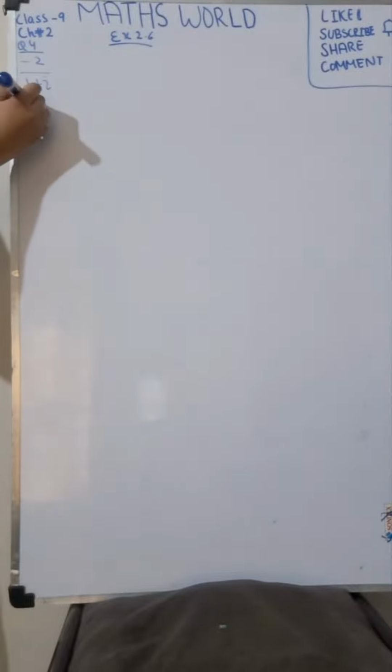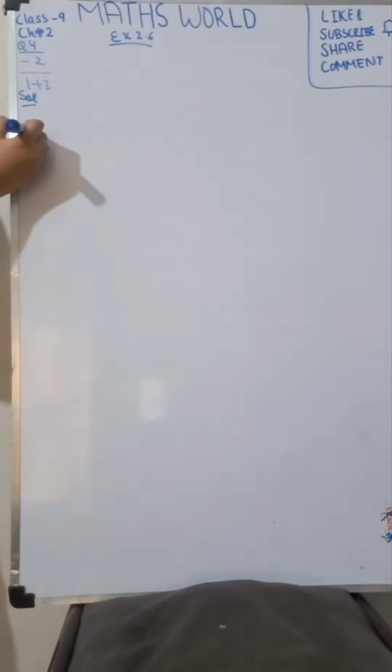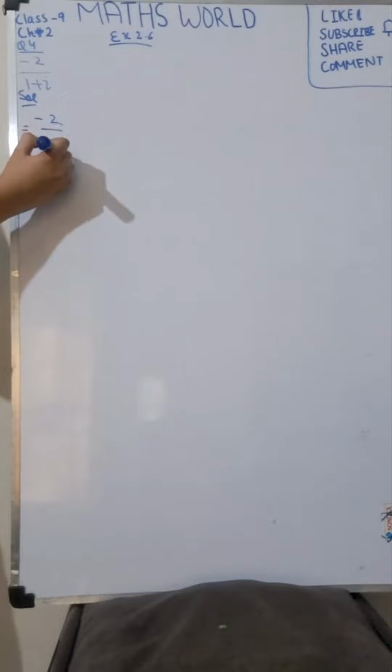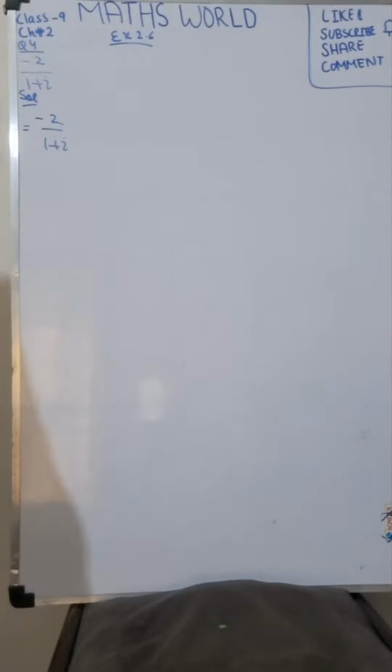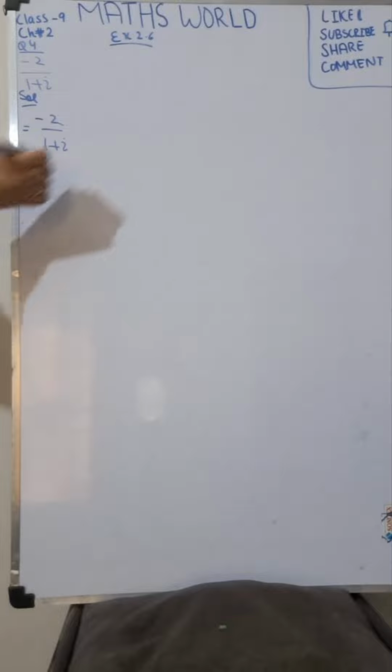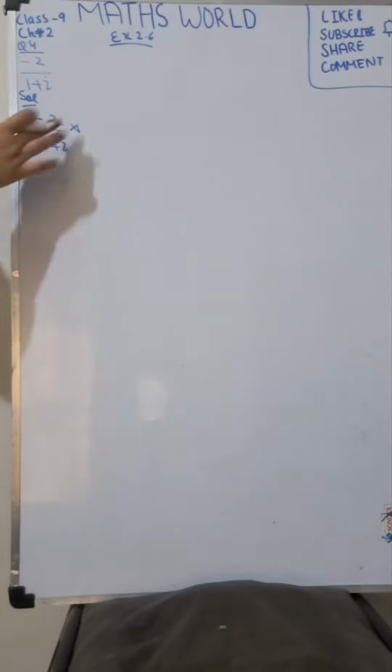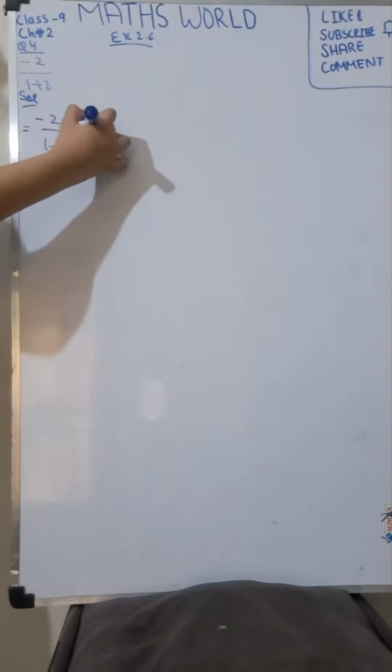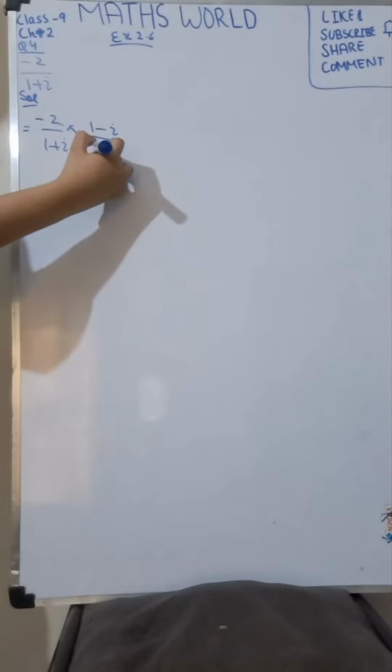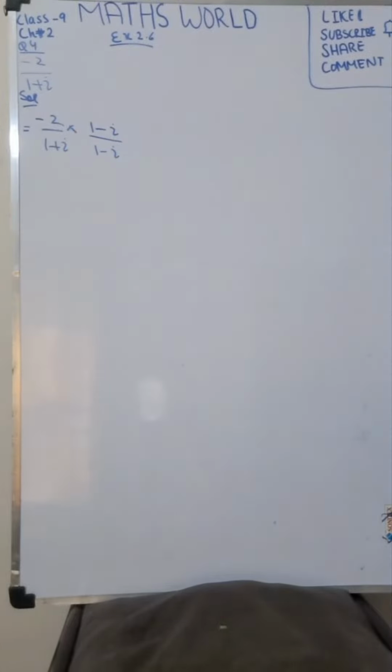So write the solution, start the solution: minus 2 over 1 plus iota. What you will do, simply you are going to rationalize it. You are going to change the sign of the iota and multiply and divide by it also: 1 minus iota over 1 minus iota. This is the main basic step.